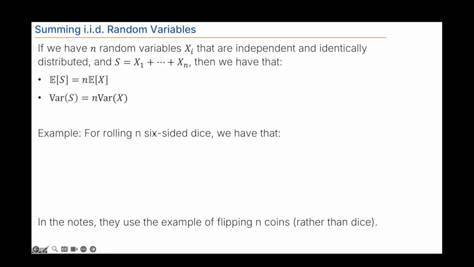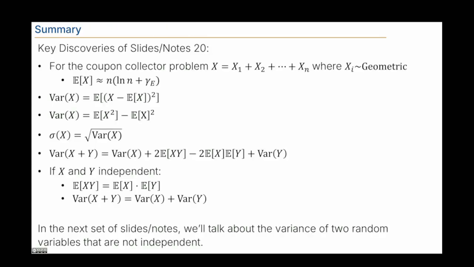For example, if we roll n 6-sided dice, the expectation of S is 3.5n. That's the formula I have over there. And the variance, which we didn't show in class but the notes cover, is 2.92n. The standard deviation is just the square root of this. So if you have independent random variables, the variances add up nicely.